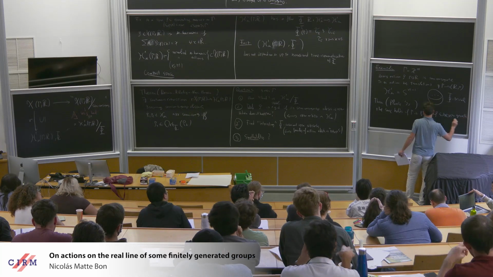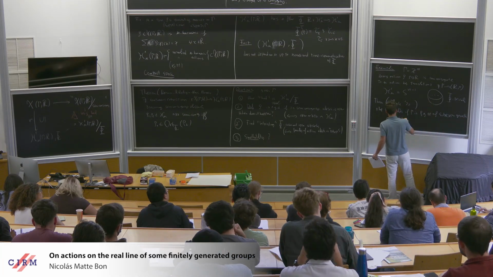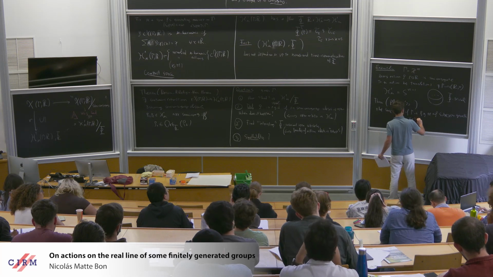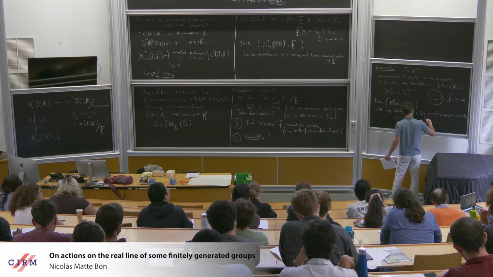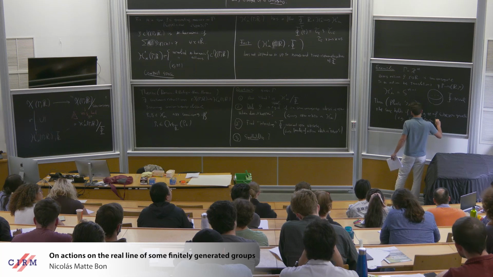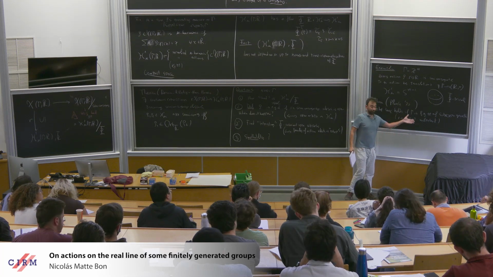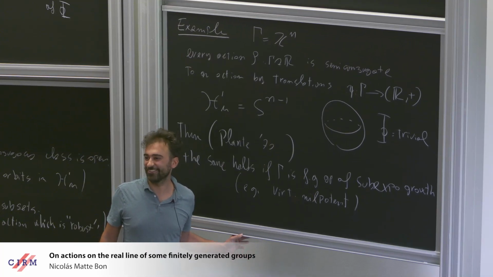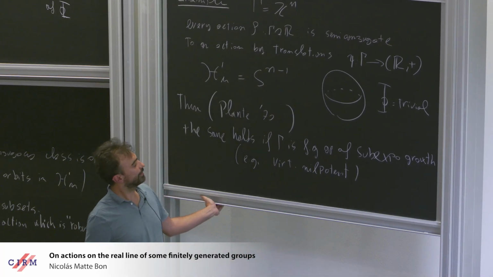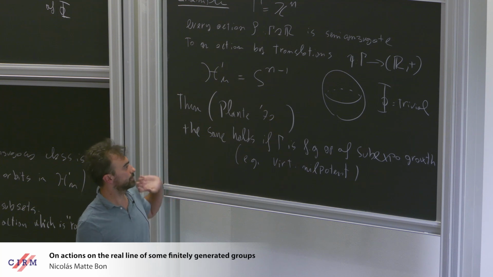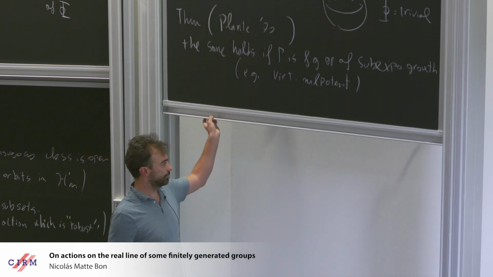So in particular, if gamma is virtually nilpotent. Actually, at the time when Plante proved this, it was not known if all groups of sub-exponential growth are virtually nilpotent. Okay, so this is a big class of groups for which the problem is sort of completely trivial.